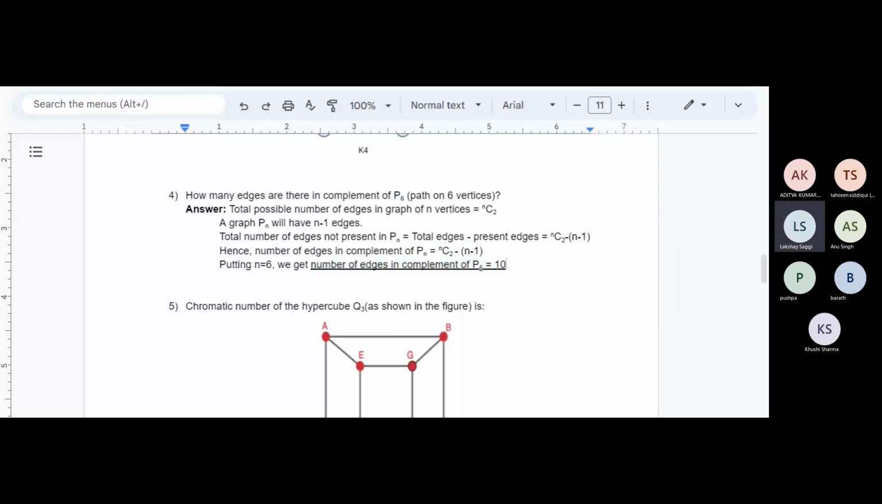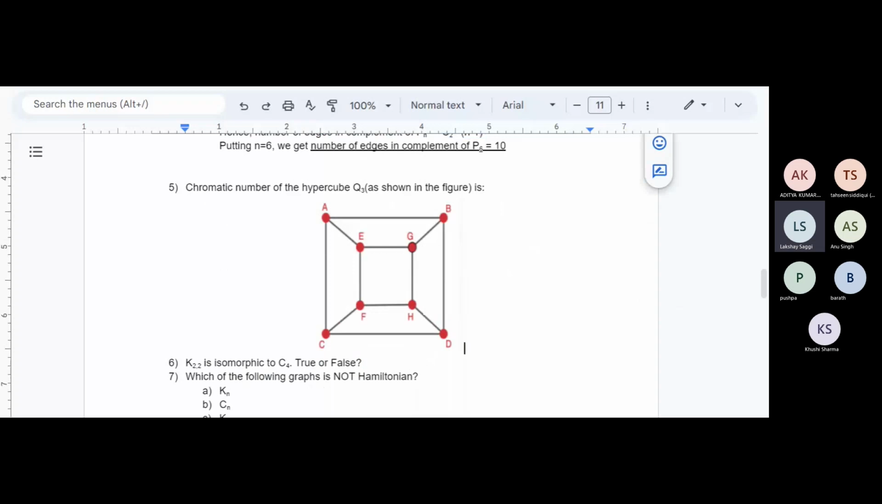So putting n equals 6 here, we'll just get 10. So Aditya and Tehsin, you have written 10 edges, so that's the correct answer. For any general n, let's say it was not 6, you just have this general formula nC2 minus (n minus 1), which is not too hard to derive either. I just thought it would be simpler if I did a general n rather than a specific one.